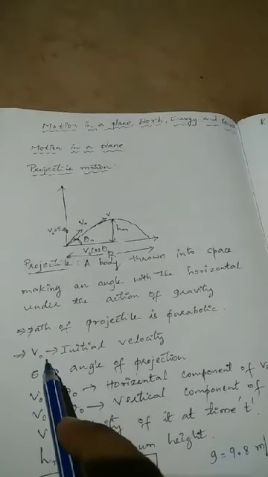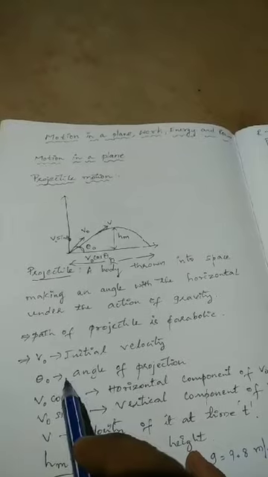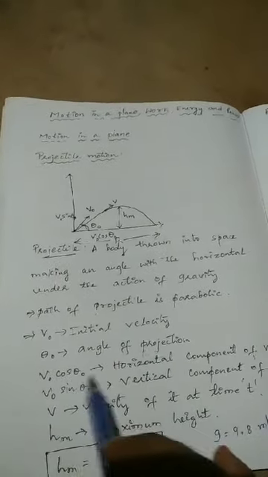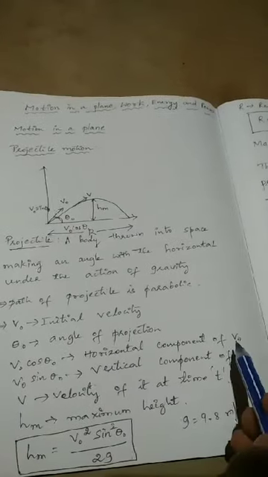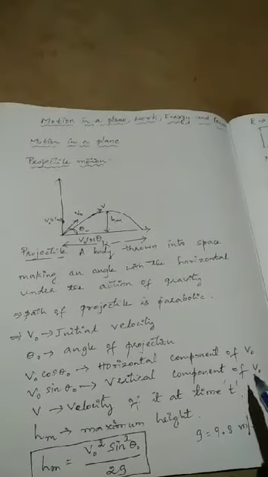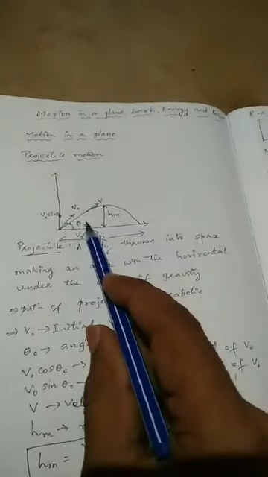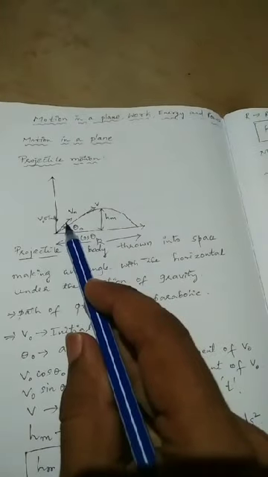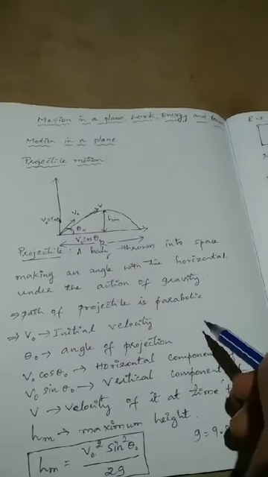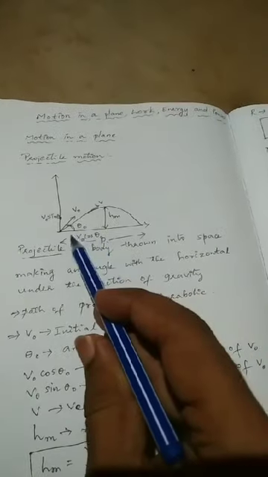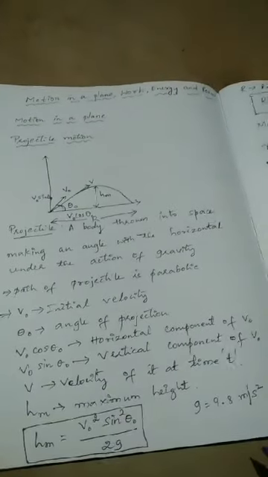So what are the terms? V naught, this you can see: initial velocity. Theta naught, angle of projection. V naught cos theta naught, horizontal component of V naught, and V naught sin theta naught, vertical component of V naught. As you know, V naught is a vector, it has direction. So this can be split into two components, a vertical component and a horizontal component. This is horizontal, this is vertical.